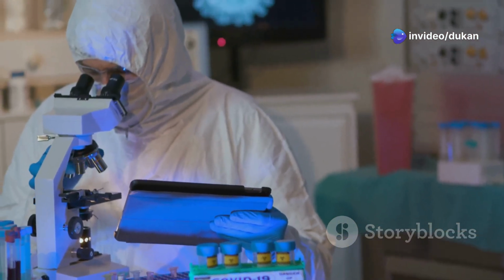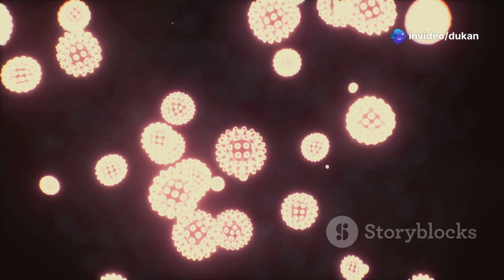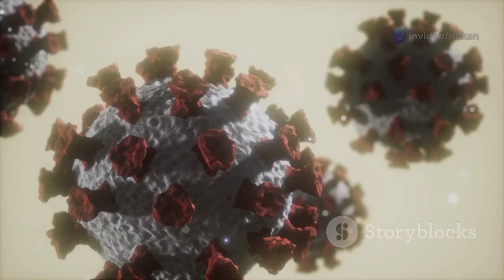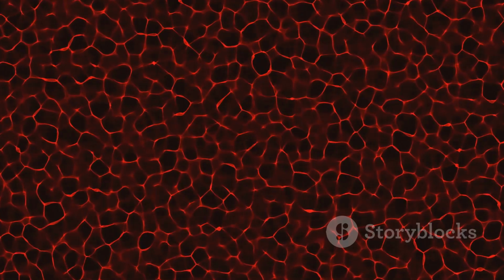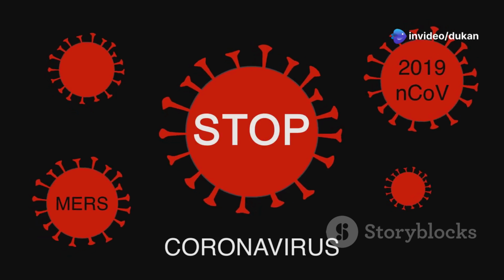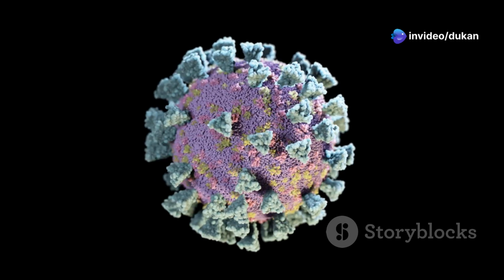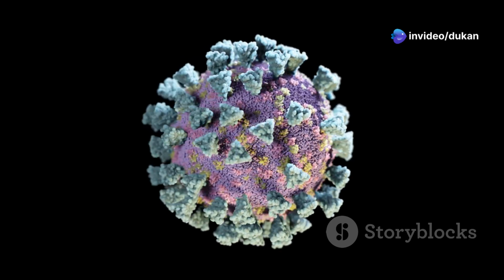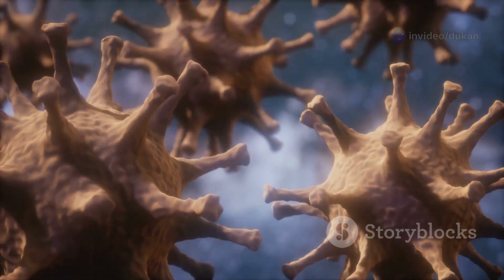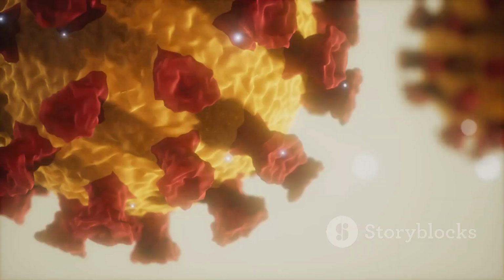Viruses are mysterious entities. Microscopic, much smaller than bacteria, and not truly alive by most definitions. They can't reproduce on their own. They need a living cell to multiply. Coronaviruses are a large family of these viruses, named for their crown-like spikes seen under electron microscopes. These spikes aren't just for show. They're the keys the virus uses to unlock and enter our cells.